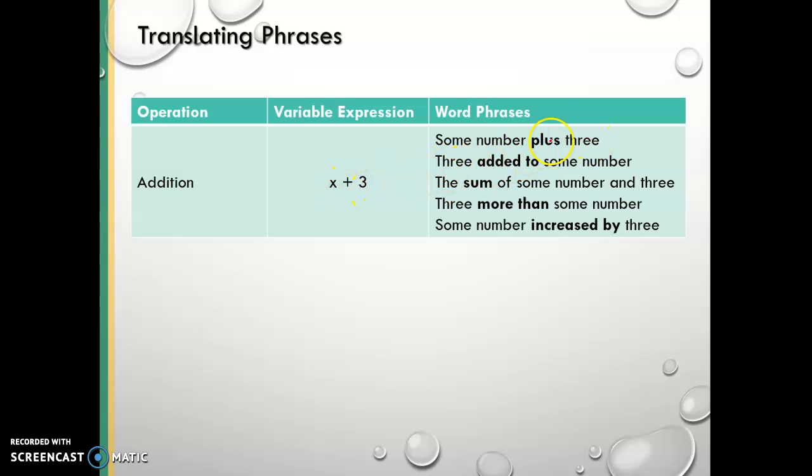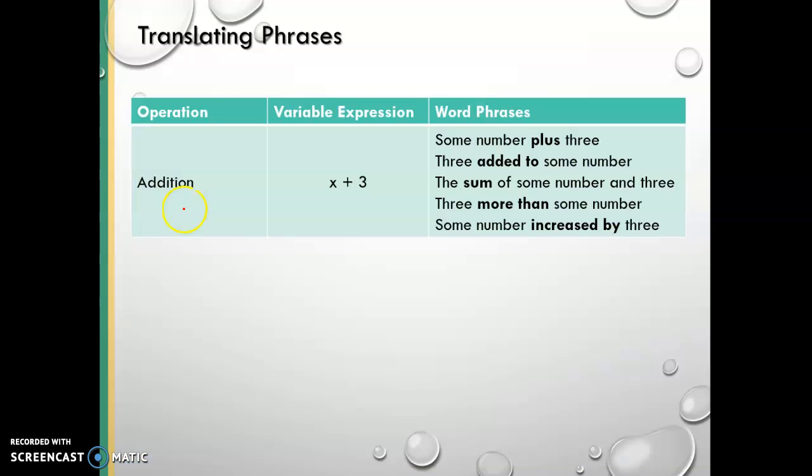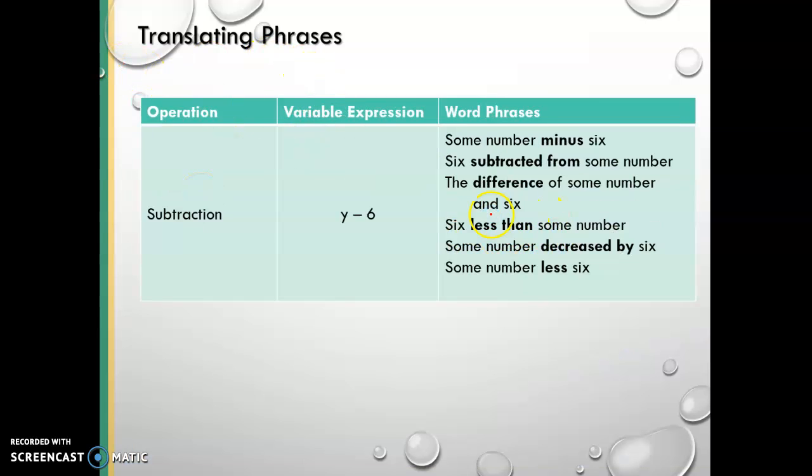Then 3 added to some number, and then the sum of some number and 3, and then 3 more than some number, and some number increased by 3. If you remember, these are the five addition words that were used. So some number increased by 3.